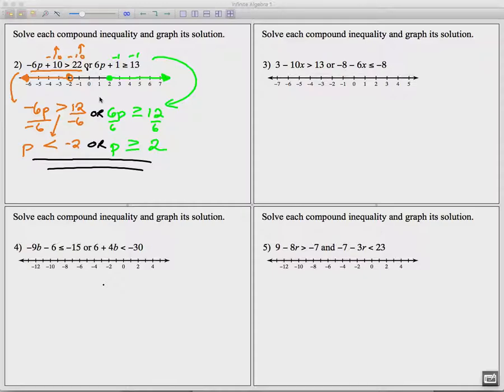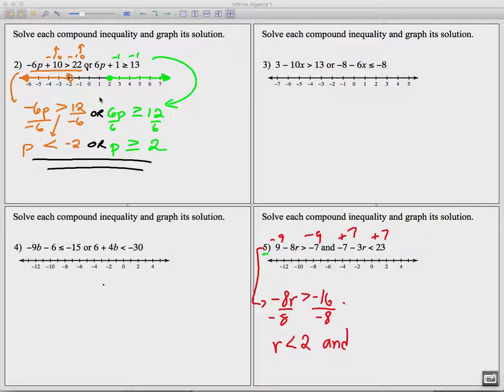For example, number 5 down here. So if we looked at number 5, the first thing that we would do is subtract 9 from both sides here, resulting in negative 8r is greater than negative 16. Divide by negative 8, and r is less than 2. And we have to do the other part of it. We're going to add 7 to both sides.